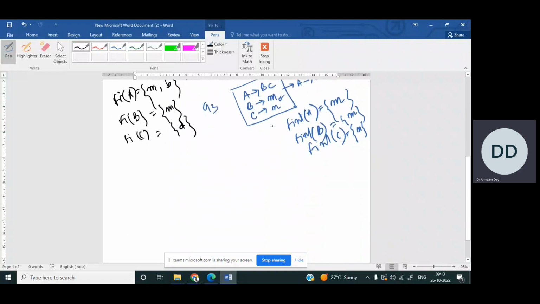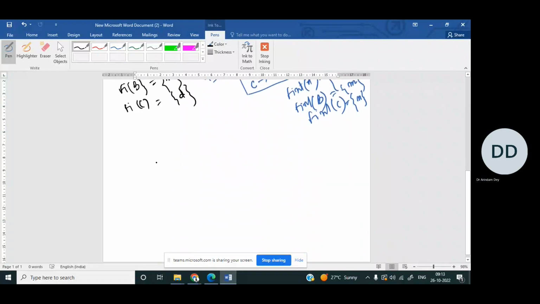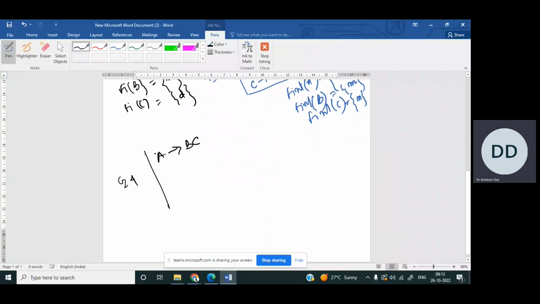Now I'm taking one more example over here. Let A be generating B, capital C. It is another example, that is G4. A is generating BC. Let B be generating epsilon. I hope you can remember what the value of epsilon is. Epsilon means no moves, that means this is a null move. And C is generating small d.